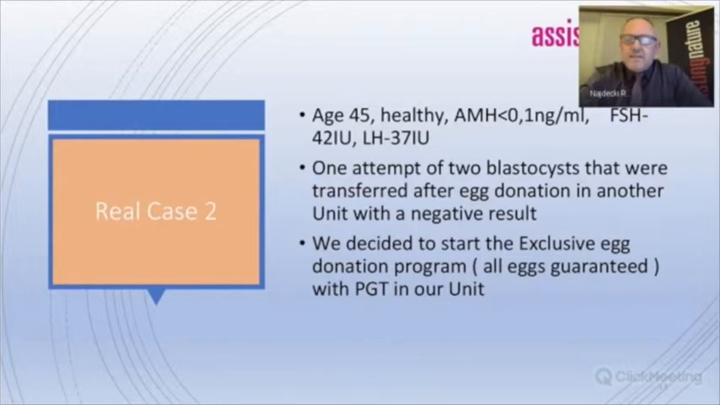Our real case 2. A woman aged 35, healthy, AMH under 0.1 nanograms per milliliter, FSH high at 32, LH high at 37. One attempt of 2 blastocysts that were transferred after egg donation in another unit had a negative result. We decided to start the exclusive egg donation program, all eggs guaranteed, with preimplantation genetic testing in our unit.